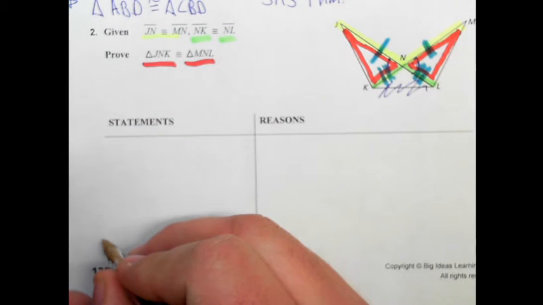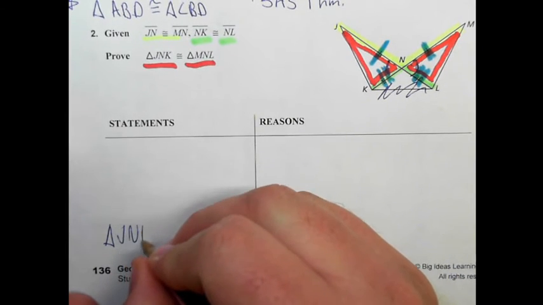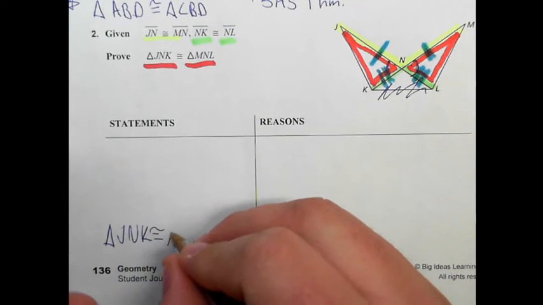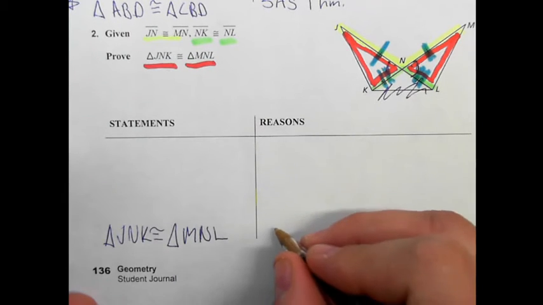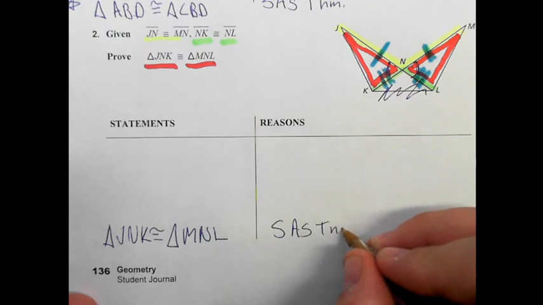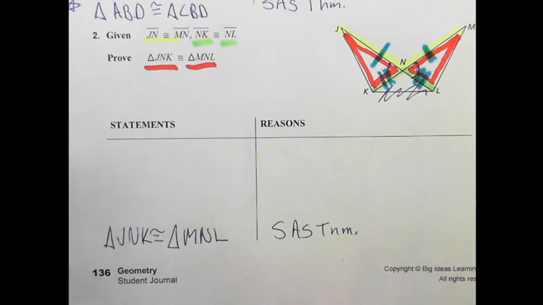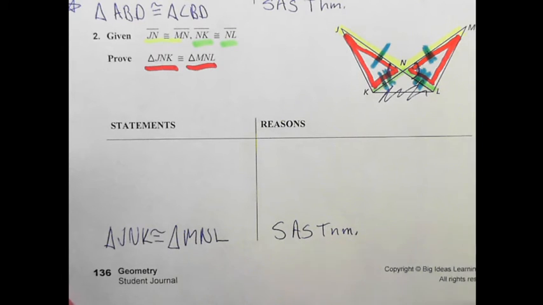By the way, what do I have to prove? I have to prove that triangle JNK is congruent to triangle MNL, right? And I'm going to have to use side angle side theorem or postulate, depending on your textbook author, to prove it. Now, I already know how to prove these angles. These angles are vertical angles. But now I have to write it formally.